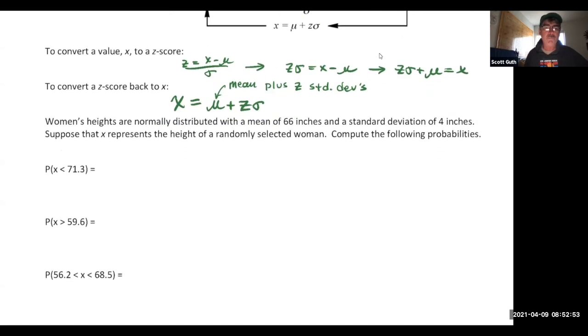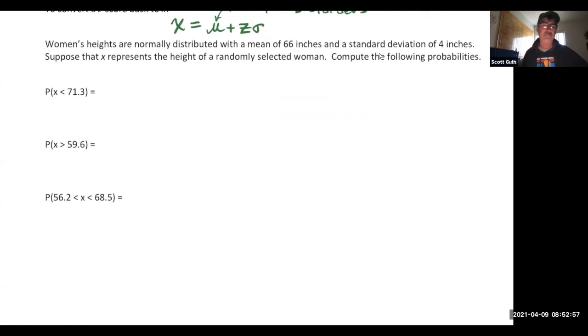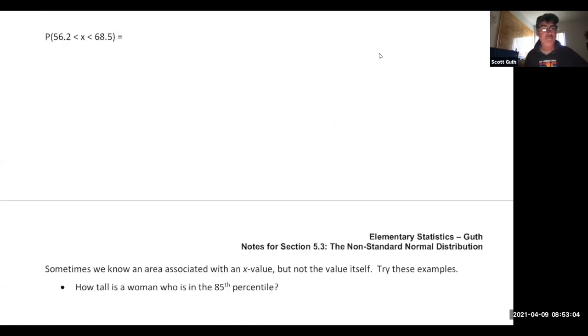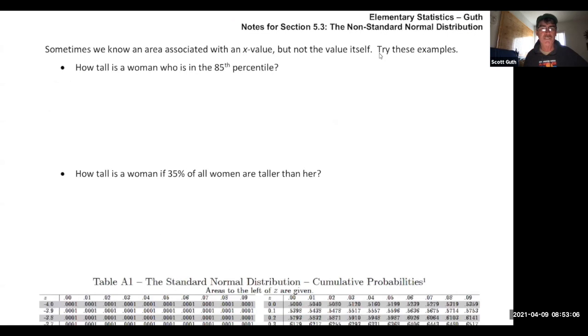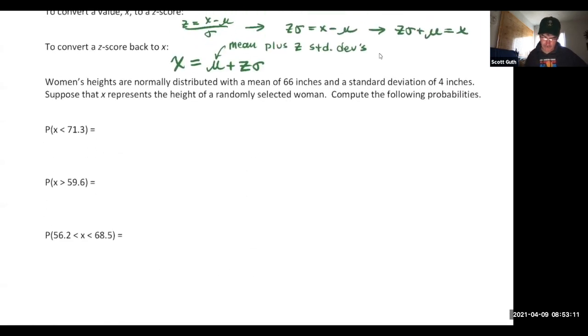Okay, now what we really need to be able to do is just to do probabilities, and these will be the last types of problems that are on your test next week. If I did 3 problems like this and maybe 1 with the percentiles, you'd be good to go. So let's go ahead and try out a few of these.